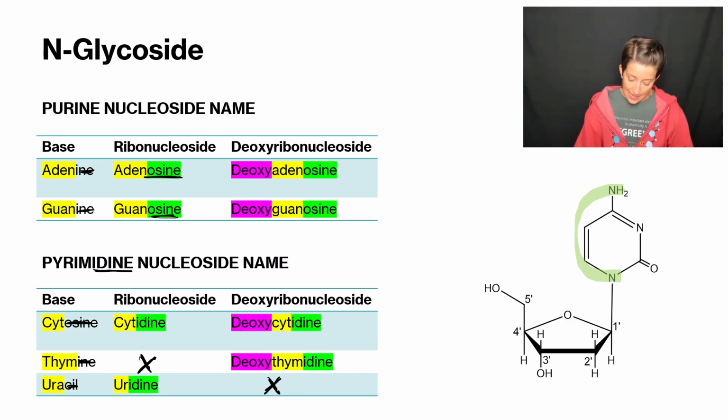Looking at our sugar then, I have to go to carbon 2, and I see it's without an oxygen. Therefore, this is a deoxyribose. Here we are representing a deoxycytidine structure. That is what you need to be able to do with these images.